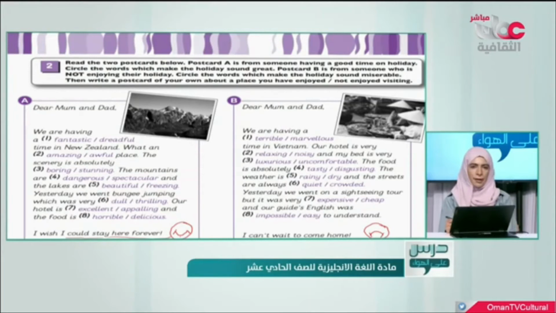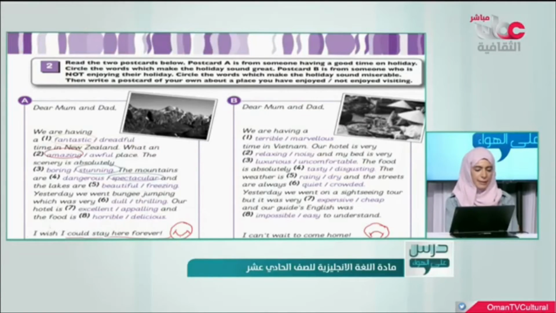Now, we're supposed to describe what kind of places we have in postcard A and in postcard B. Dear Mom and Dad, we are having a fantastic or dreadful time in New Zealand. So we're supposed to find something positive, which is fantastic. Then amazing and awful. Of course, amazing is the best choice or the good feature that we have to describe this place. Boring and stunning. It is clear that boring is negative. Stunning is the correct choice. Then dangerous and spectacular. We have to choose spectacular because it is positive.